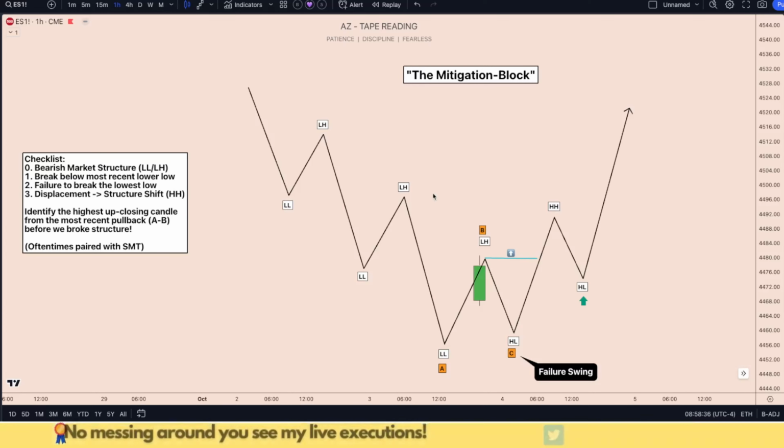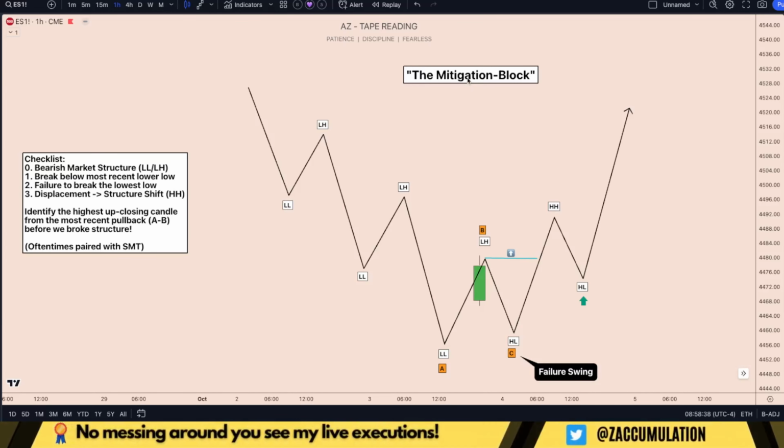This overall looks very similar to you. The mitigation block, at its core, is very similar to the breaker block, but with a tiny little difference, and let's talk about that right now.